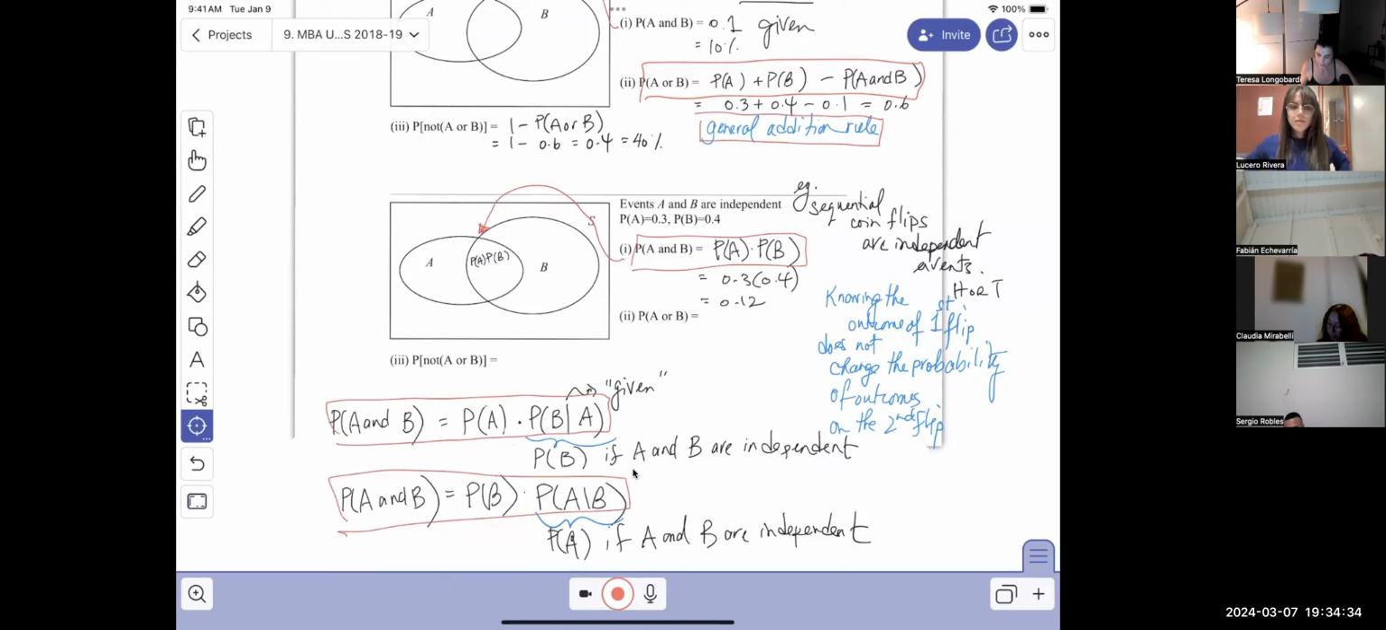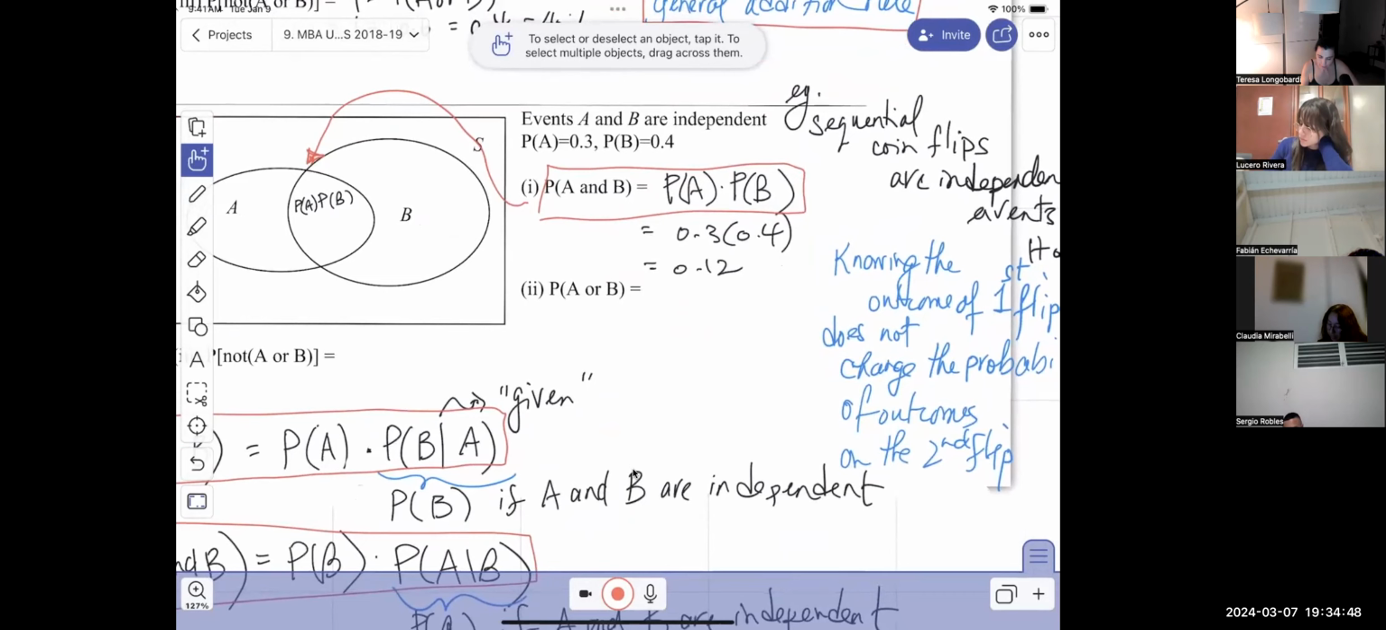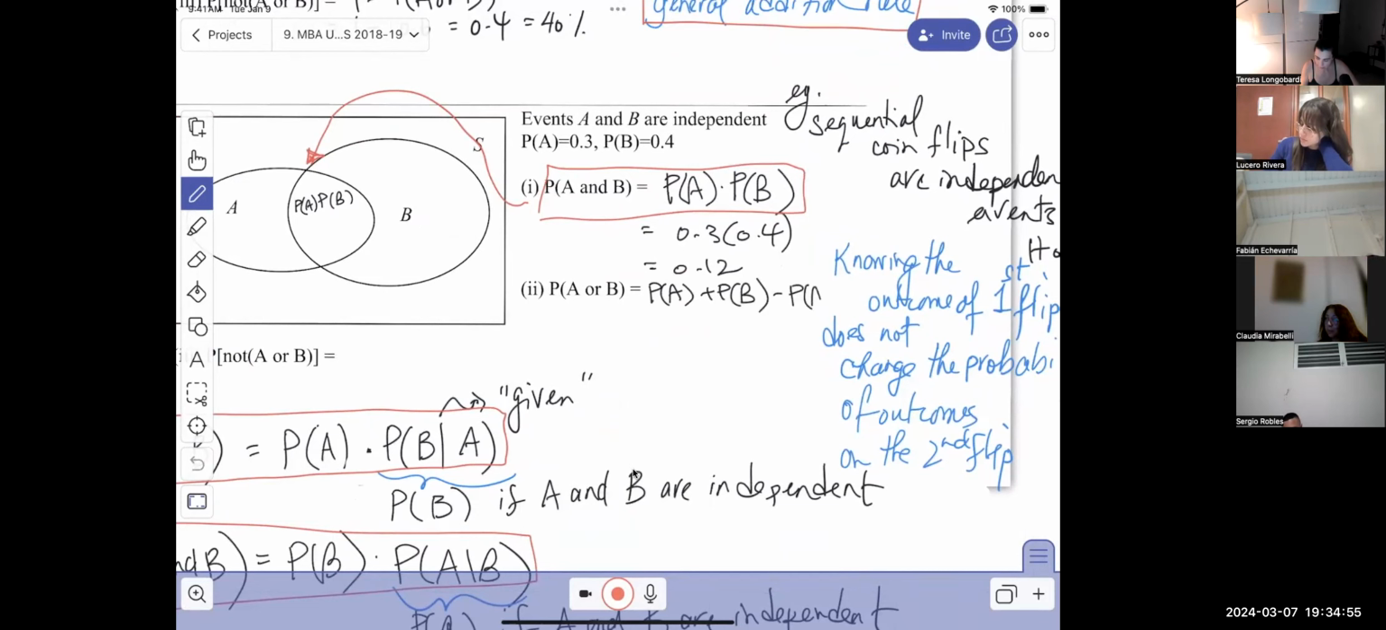How do we calculate this? We're going to use this formula here because they overlap, right? So we have to use this one here. So it's going to be A plus B minus A and B. So A is 0.3 plus 0.4 minus 0.12. And the answer?